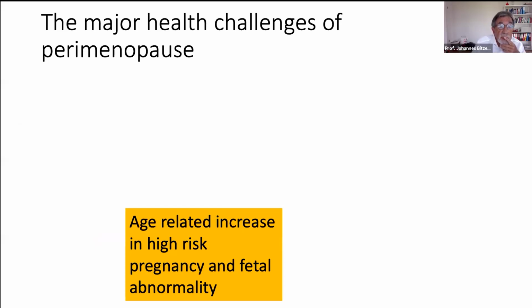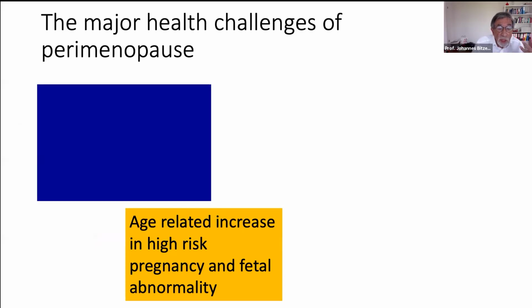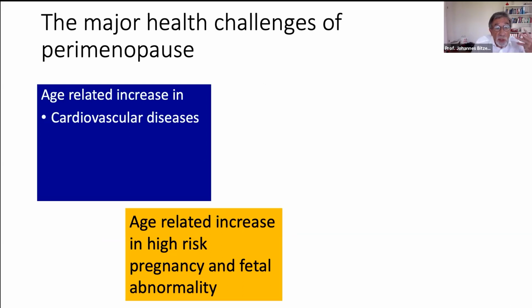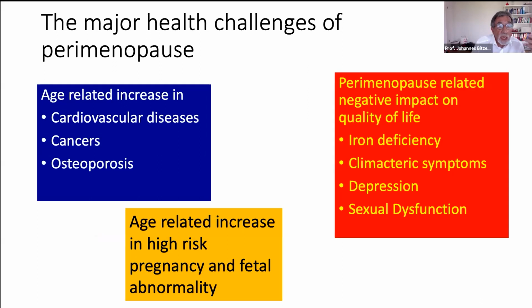So these are the main issues we are confronted with: the age-related increase in high-risk pregnancy and fetal abnormality, the age-related increase in cardiovascular diseases, the cancers, the osteoporosis, and the negative impact on the quality of life of these women, typically the iron deficiency in the context of heavy menstrual bleeding, climacteric symptoms, depression, sexual dysfunction.